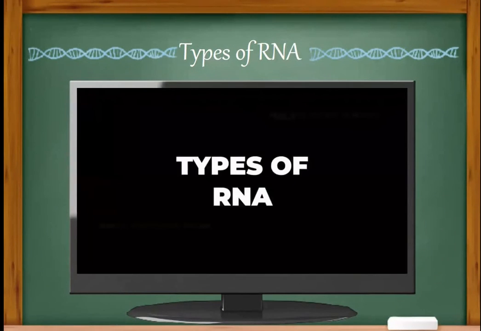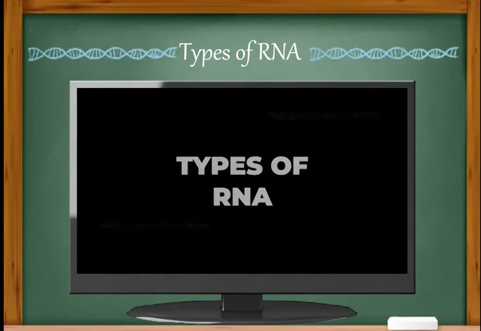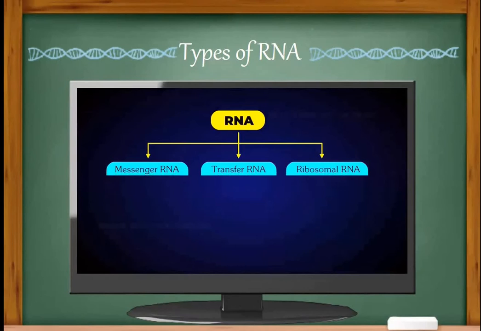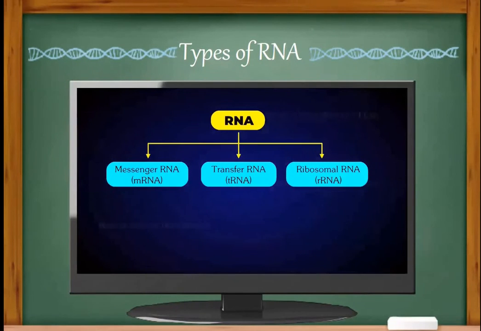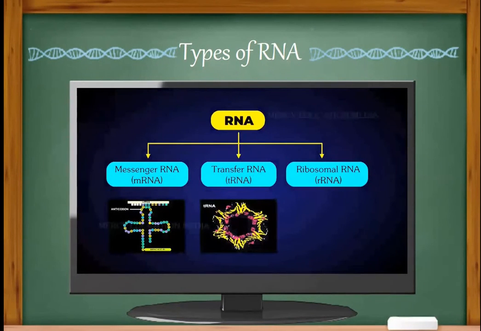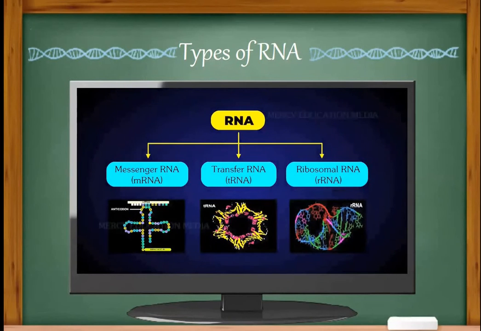Let us see the types of RNA. There are three major types of RNA which occur in all organisms. They are messenger RNA, that is mRNA, transfer RNA, that is tRNA, and ribosomal RNA, that is rRNA.